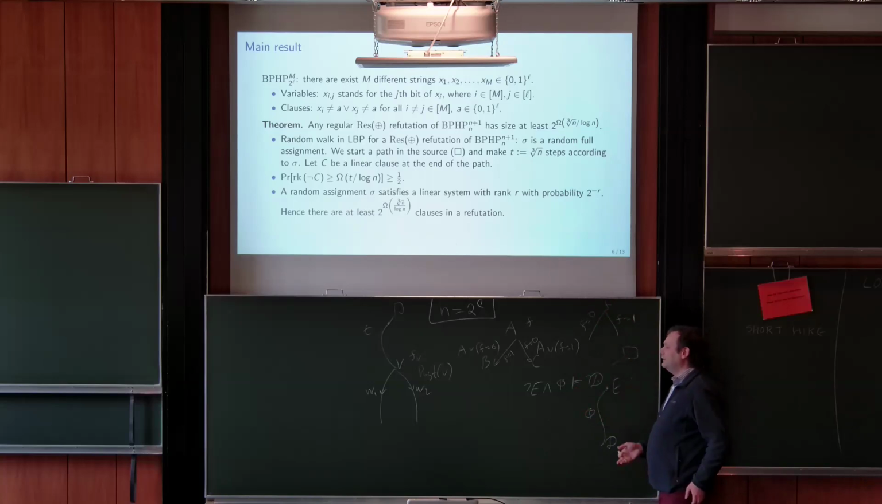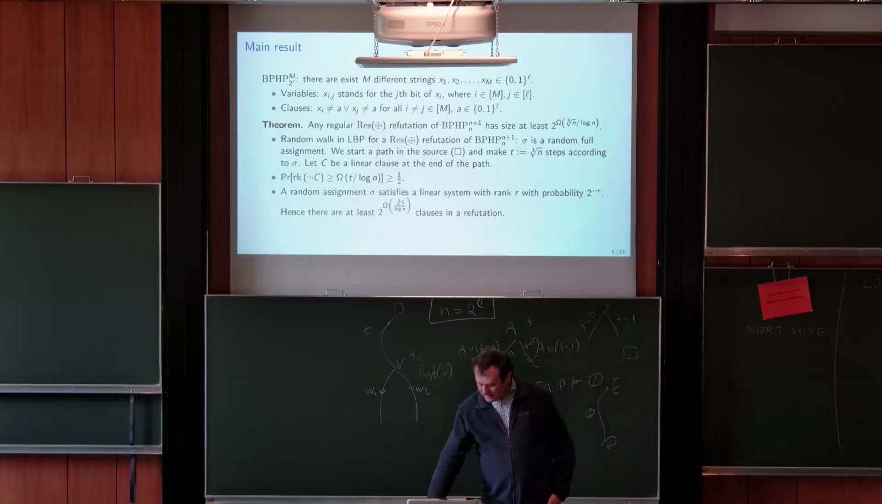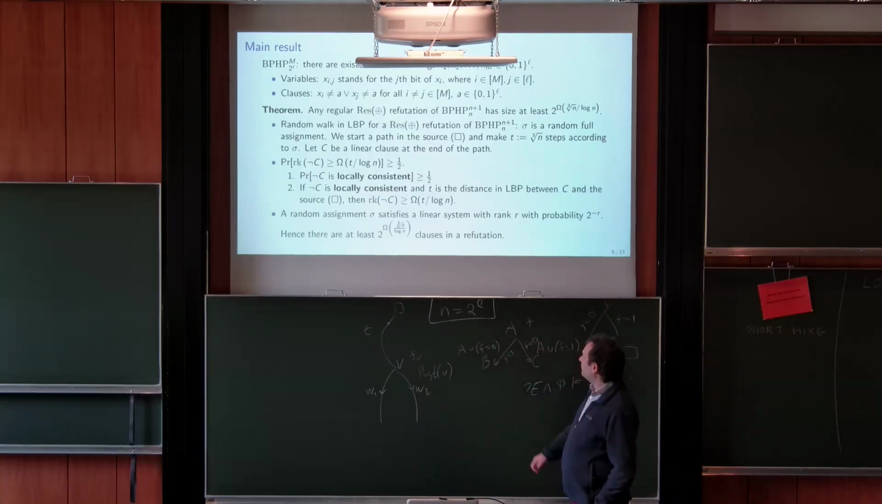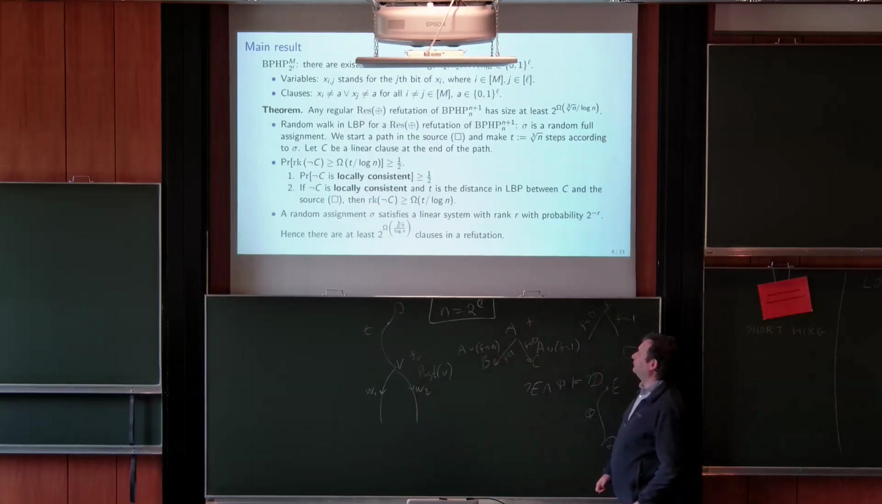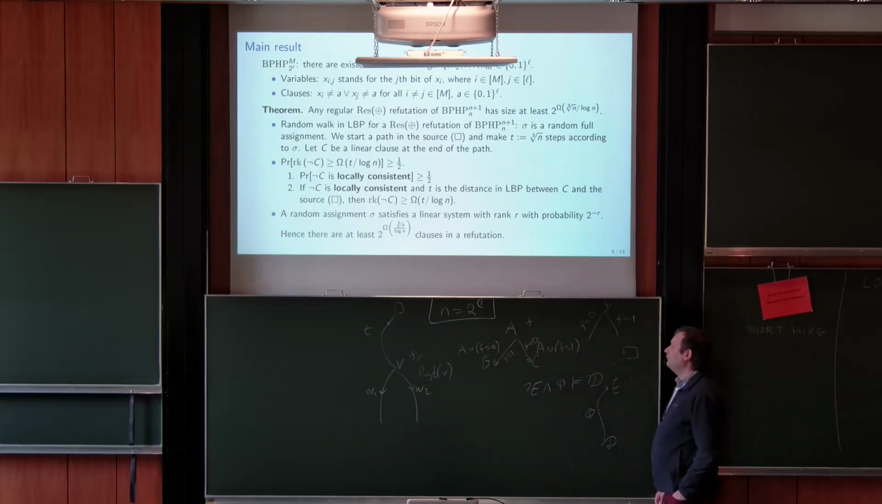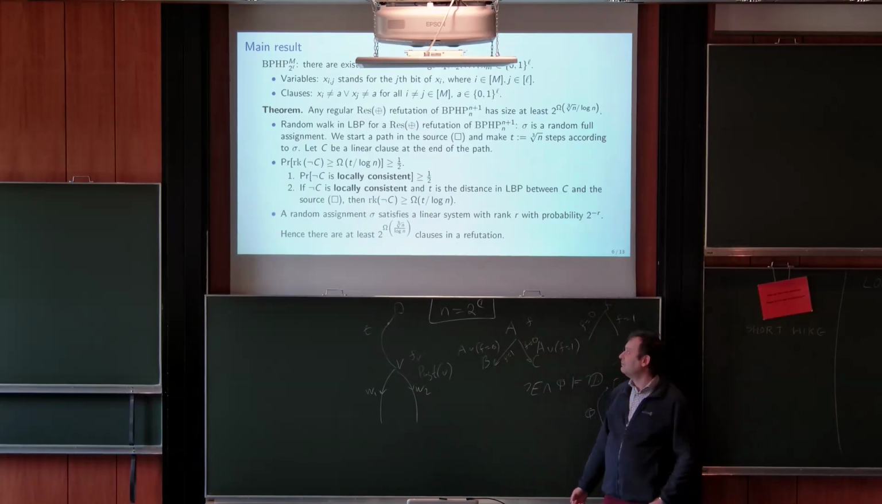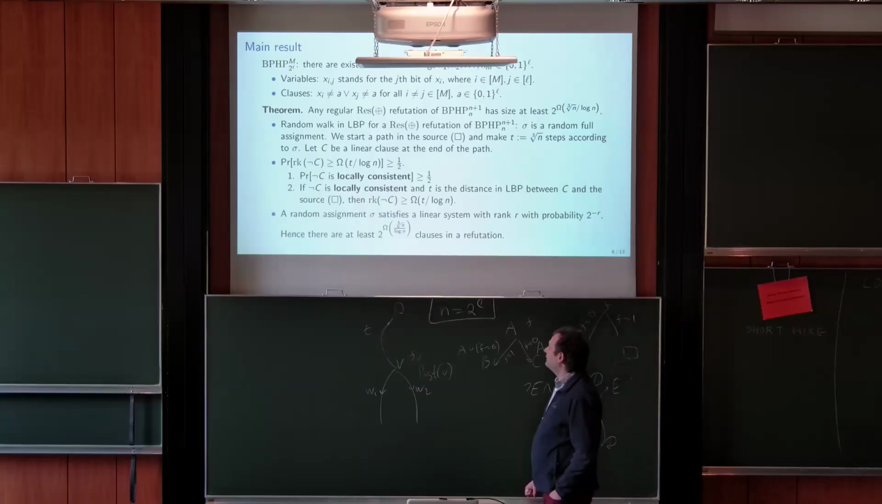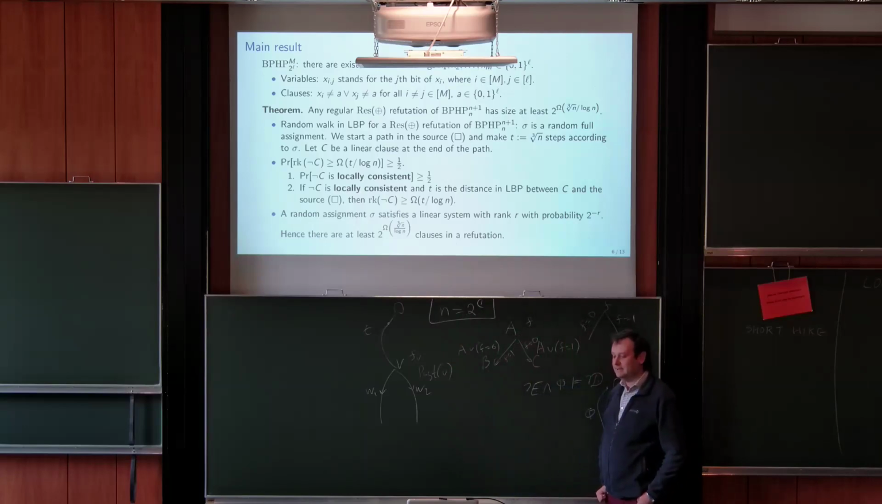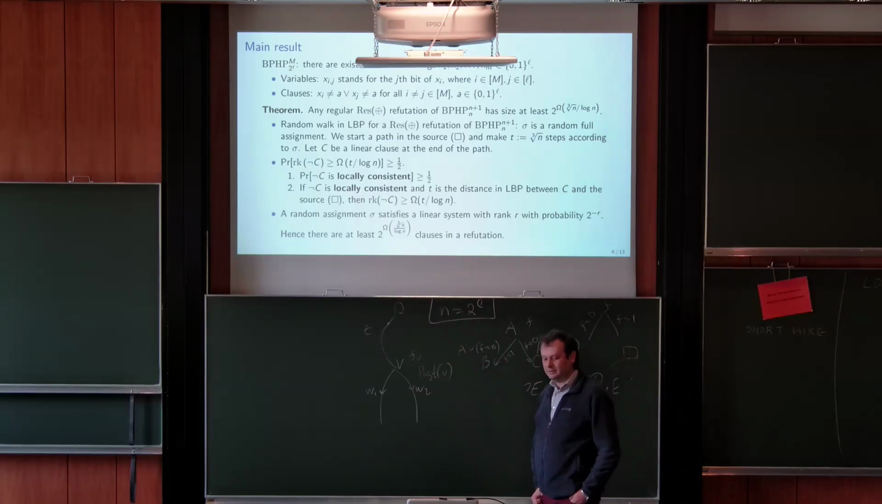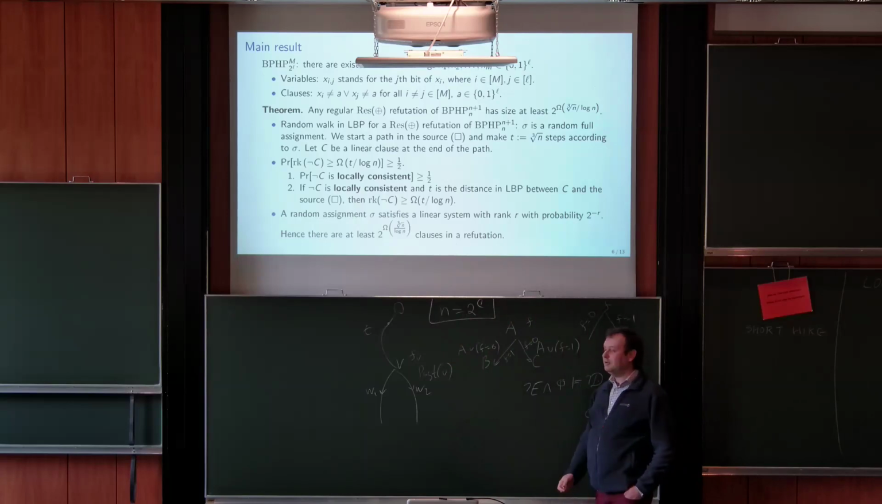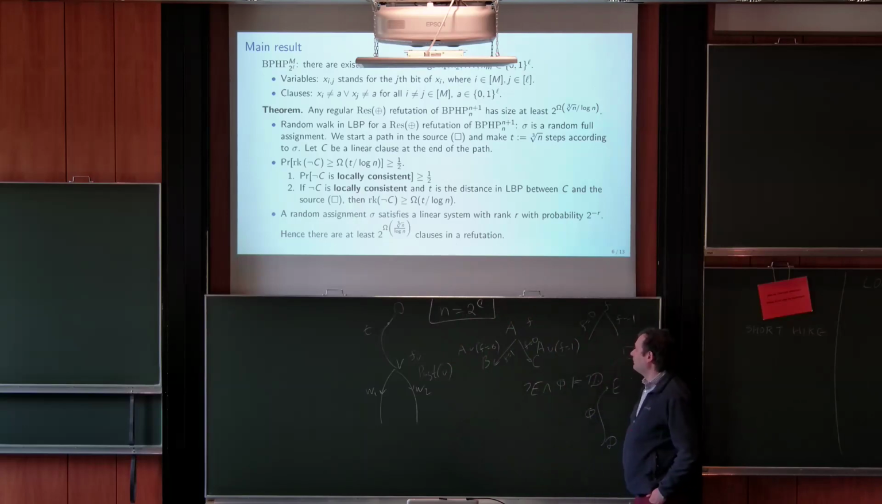Okay, this is very high level, so let's go into slightly more detail on how we prove the rank bounds. We will define the notion of a locally consistent linear system. First we prove that not C is locally consistent with probability at least 1/2, and second we prove that if not C is locally consistent and T is the distance in the linear branching program from the source, then the rank should be high.